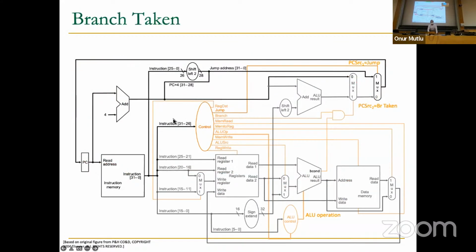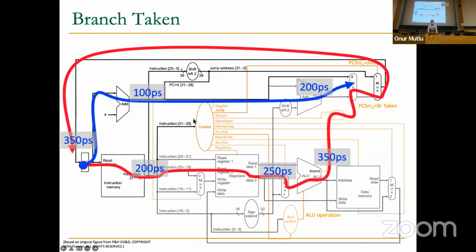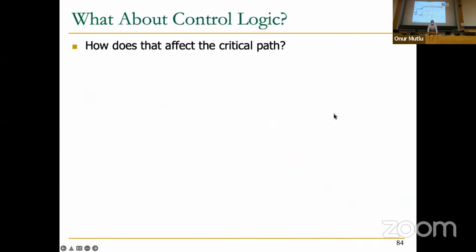Okay, store word we've seen, branch taken we've seen. The interesting thing about branch taken is that part of the critical path comes from this control signal, which essentially says what is the branch condition? Is it taken or not taken? And this control signal is generated based on the ALU operation that is performed on the registers, right? It doesn't come from the opcode directly. Okay, and jump we've seen.